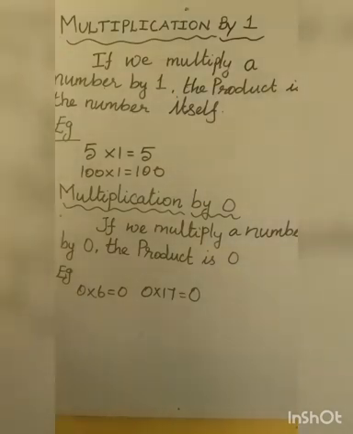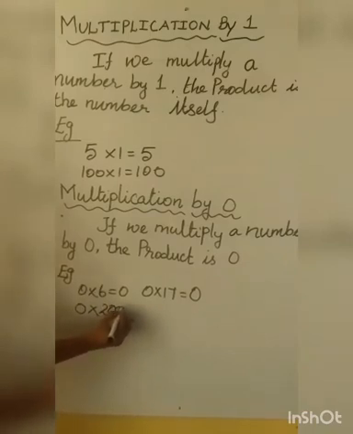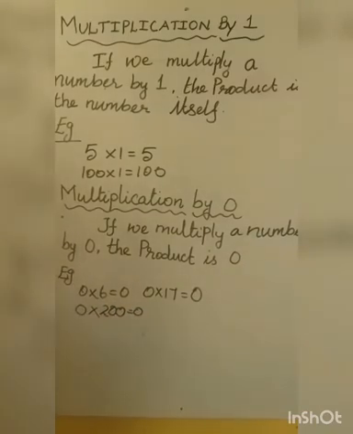This is the fourth property. If you multiply a number by 0, the product is 0. You can multiply any number by 0 and the answer is 0. So 0 multiplied by 6 equals 0. 0 multiplied by 17 equals 0. Suppose you take 0 multiplied by 200, the answer is also 0. We can take any number, but the answer is always 0.